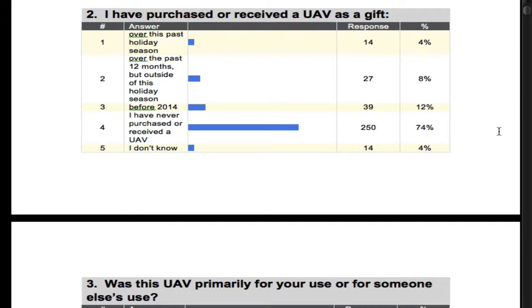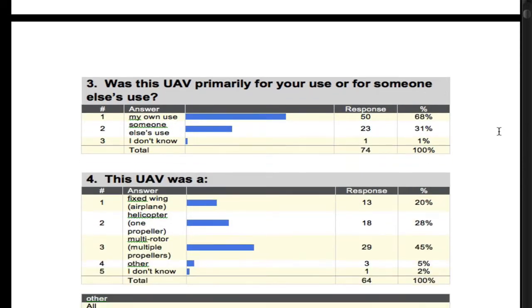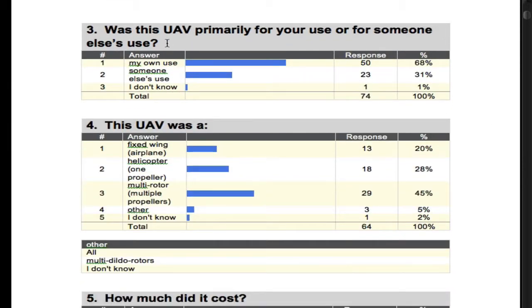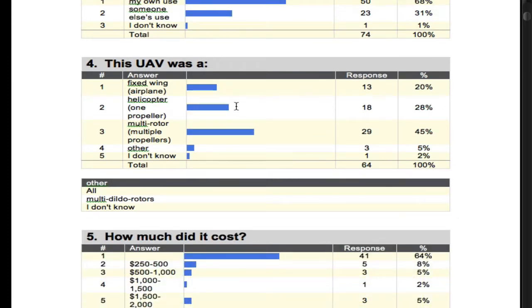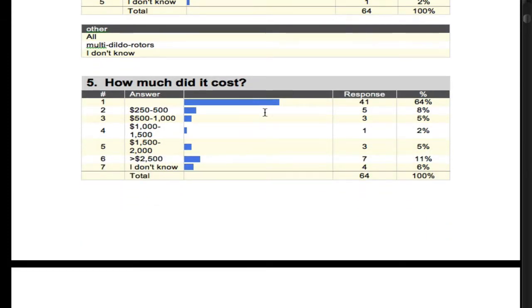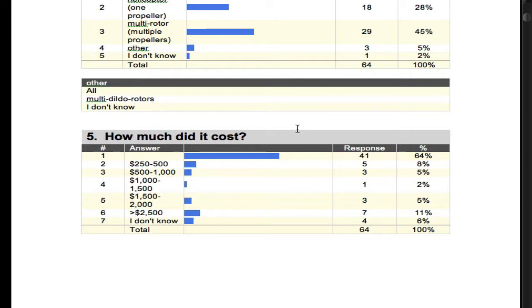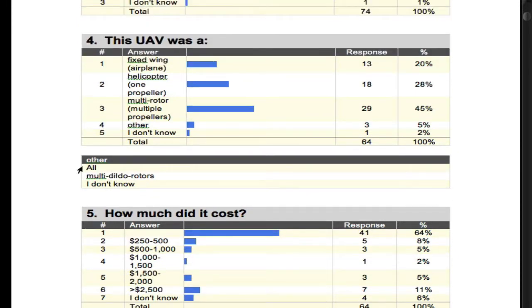Next was, I have purchased or received a UAV as a gift, over different time periods during this last holiday season. If they said they didn't know or not, then that was it. But if they had purchased one, then they were asked this optional question, which was, is this for you or for someone else to use? And also the next question came up, which was, is it a fixed wing, a single rotor, multi-rotor, etc. It looks like this one I didn't delete properly.